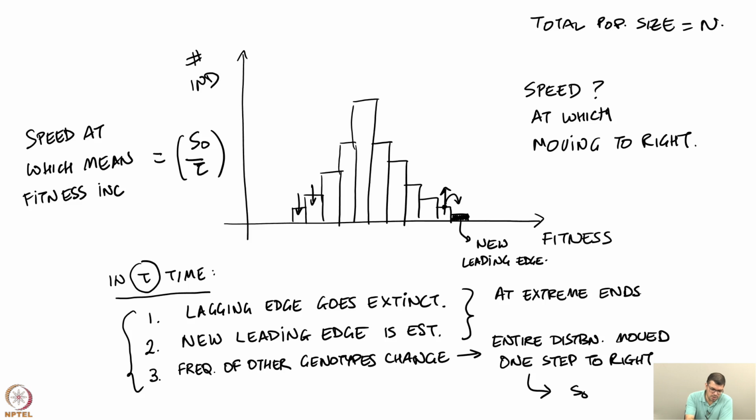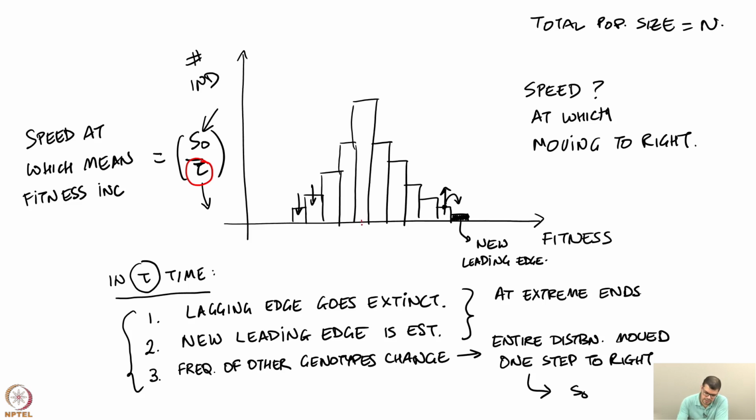Now, S naught we know because we know the nature of beneficial mutations. We know that most S naught values are around 0.03, 0.04. So, we have a good estimate of S naught from experimental data. It is this tau that we have to worry about. So, our exercise in this video is going to be how do we find this value of tau so that we can estimate the speed at which this wave is moving. And to find tau, we will take two different approaches.